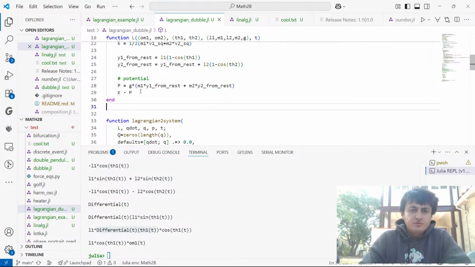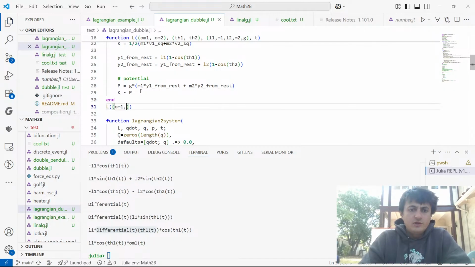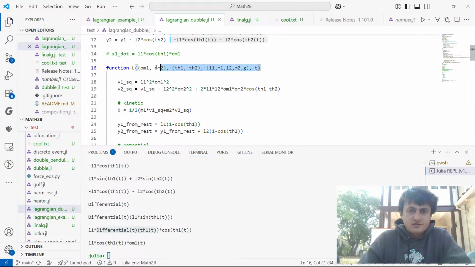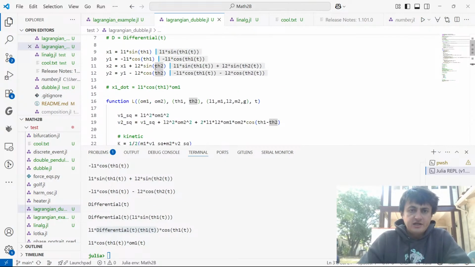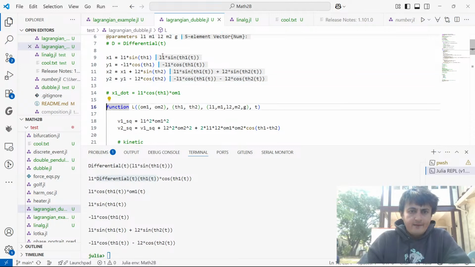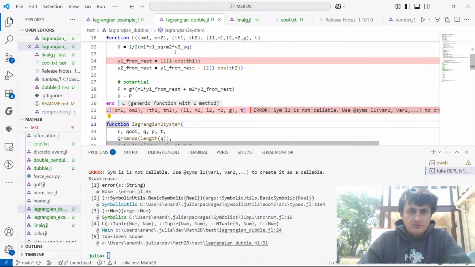Now I actually want to call L of omega 1. I actually want to just call this signature, because I named everything the same. So let's just do this. So then if I go, L1 is not callable. Oh yeah.